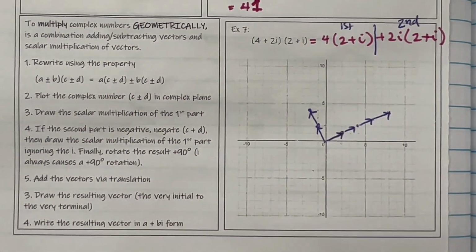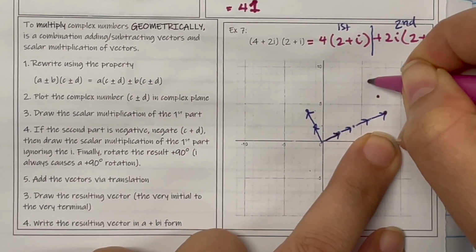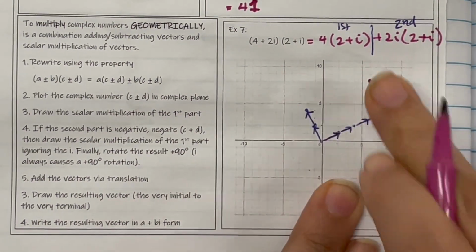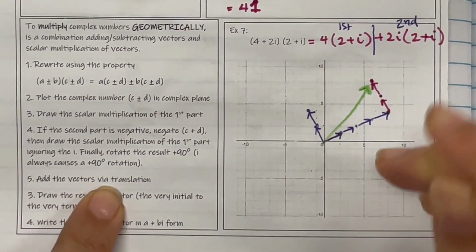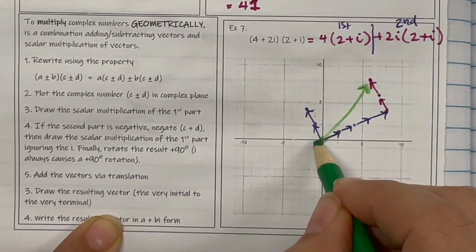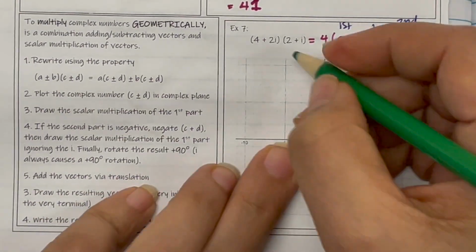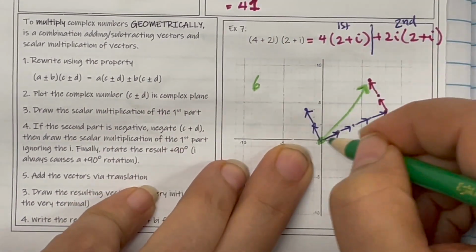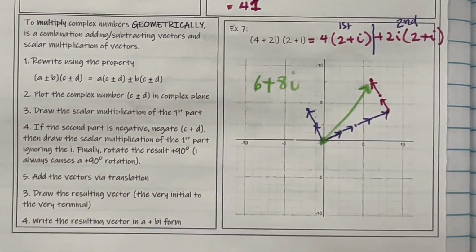Once you have this, it's just like you were adding before. I'm going to translate that vector to this side. So up 2, left 1, up 2, left 1. And then the distance from the original point, the origin, to the very end is my answer. So if I count that out, that's going to be 6 and 8. So that's 6 plus 8i. Okay, so that's how you add using the vectors.